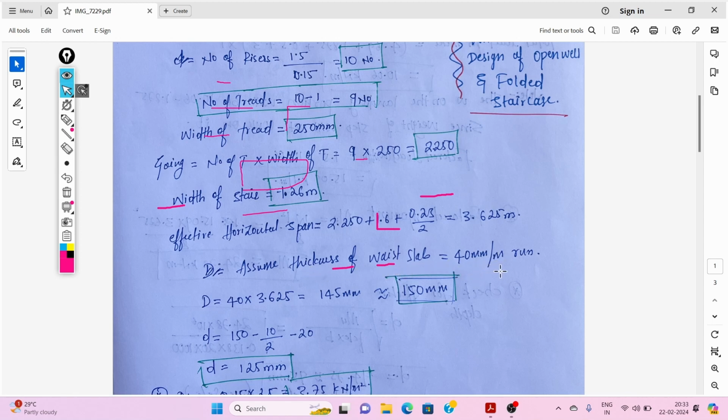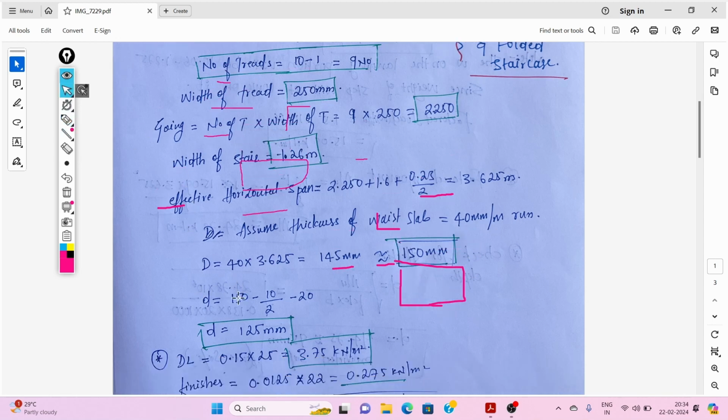Now assume the thickness of the waist slab. We'll assume 40 mm per meter. The overall depth is 40 into the effective span 3.625, which gives 145 mm. We will provide 150 mm overall depth.